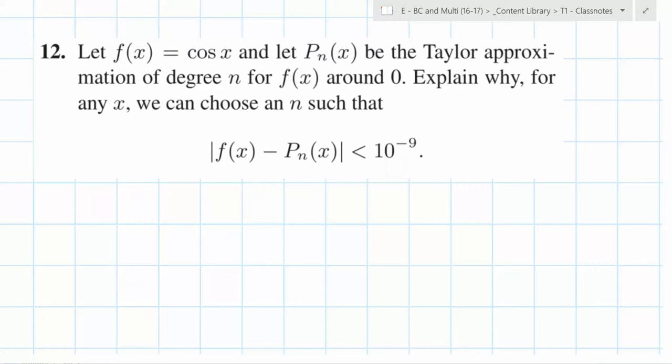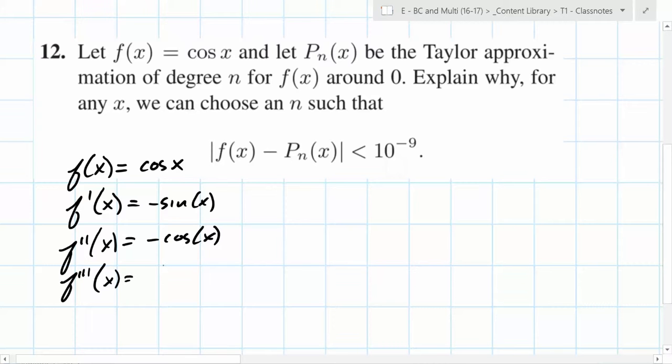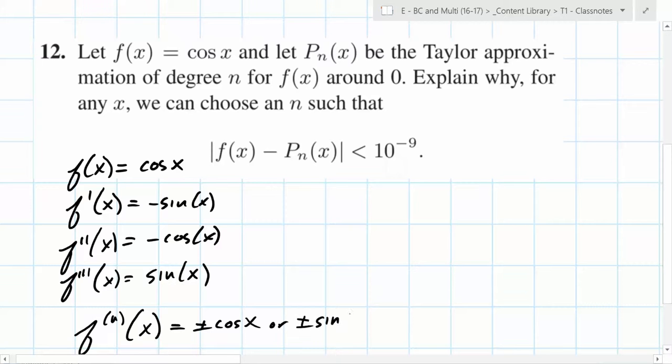So here's the thing. If you were to build this polynomial, we know that f of x is cosine x, right? So what's f prime of x? Negative sine of x. So what's f double prime of x? Negative cosine x. And you've done this many, many times. f triple prime of x is what? Sine of x, right? So do you agree the nth derivative is going to be plus or minus cosine x or plus or minus sine x? Do you agree with that?